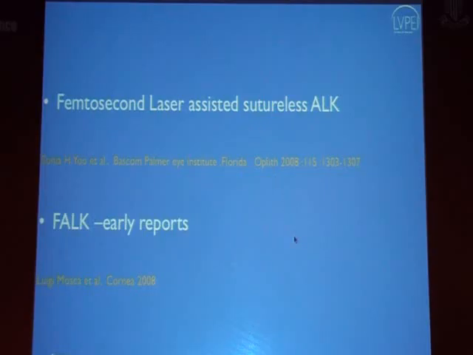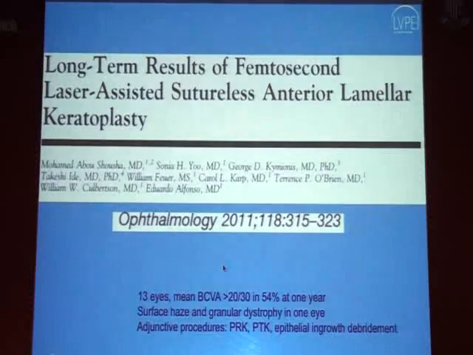So the early results were published by the group at Bascom Palmer, and they had pretty encouraging results, with excellent outcomes in most of the patients. This series mentions the largest number, in which they had 13 eyes, and the mean best corrected visual acuity was as good as 20/40 in just a month's time post-operative, and this visual acuity was better than 20/30 in half of the group at 1 year.